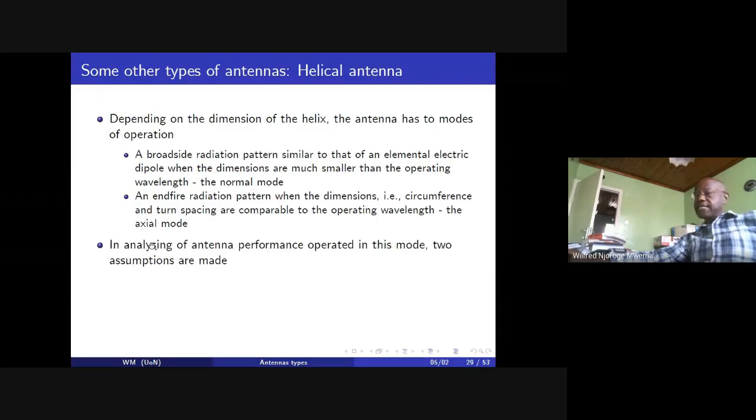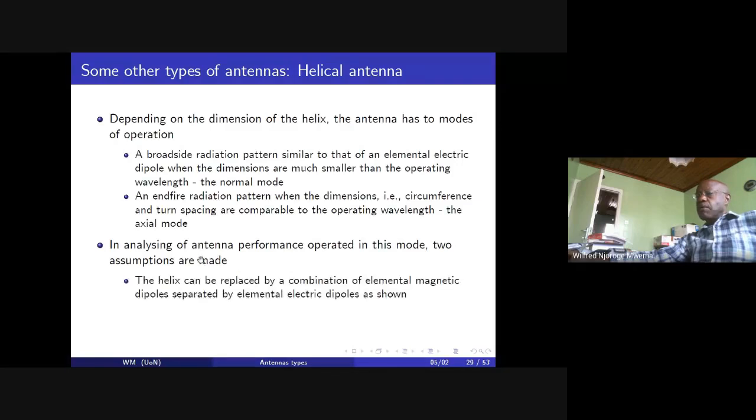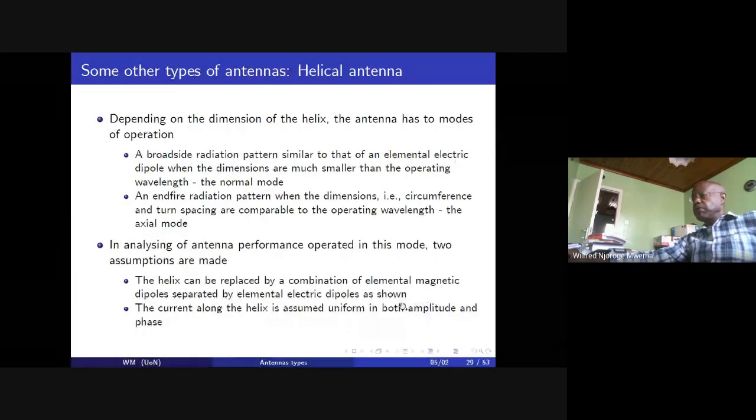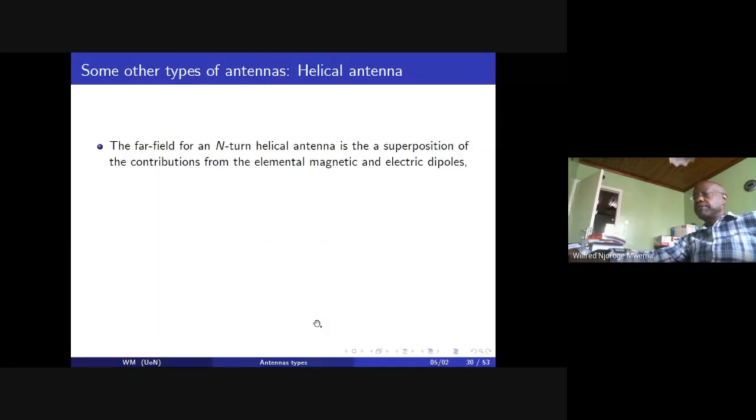So in analyzing antenna performance operated in this mode, that is the axial mode, we make two assumptions. One, that the helix can be replaced by a combination of elemental magnetic dipoles separated by elemental electric dipoles, as we have shown in that diagram. And the current along the helix is then assumed to be uniform in both amplitude and phase. So in the far field, for an N-turn helical antenna, it will be a superposition of the contributions from all the elemental magnetic and electric dipoles that form the helix.